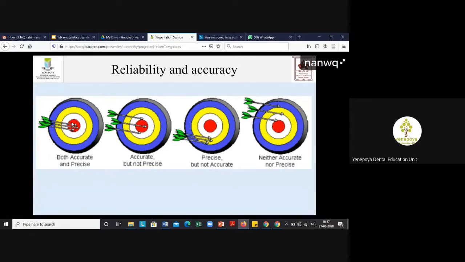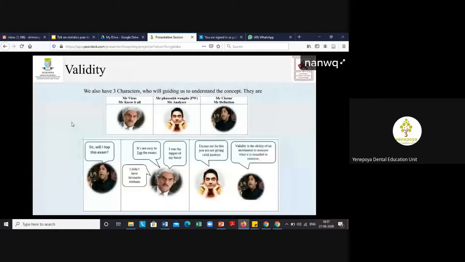Is it valid? No, it's not valid, because what is the point here? He has to be an archer. I'm not testing his axe throwing skills here. The main point is he is supposed to demonstrate archery skill. So ultimately, to understand the concept of validity, I have given one more example to make it very easy for all of you.